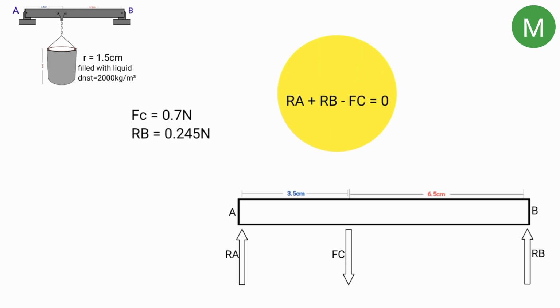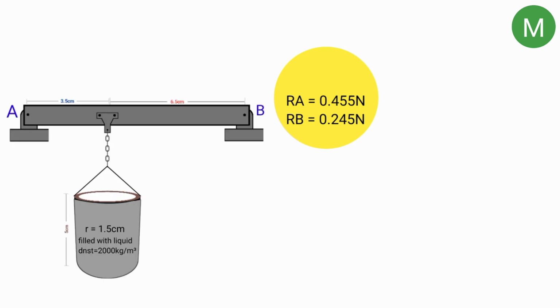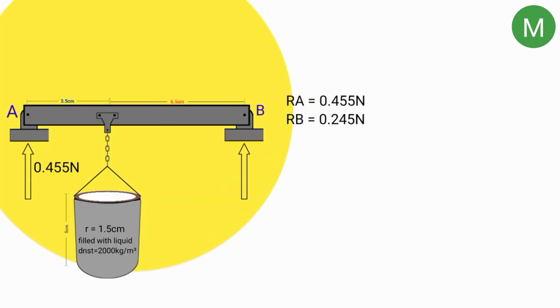Coming back to our first equation, if you substitute FC equal to 0.7 Newton and RB equal to 0.245 Newton, RA plus 0.245 Newton minus 0.7 Newton equal to 0. 0.245 Newton minus 0.7 Newton is minus 0.455 Newton. So RA minus 0.455 Newton equal to 0. To make RA the subject of the formula, we add 0.455 to both sides. Now RA equal to 0.455 Newton. So we found the reactional forces acting at A and B to be 0.455 Newton and 0.245 Newton.